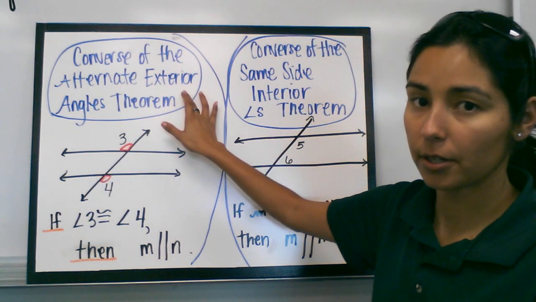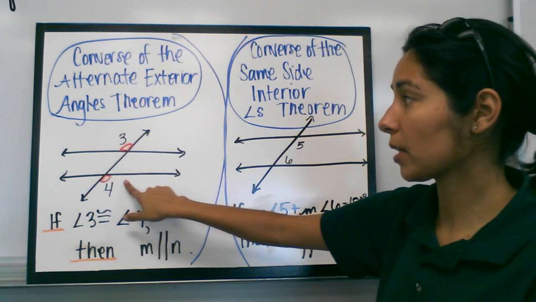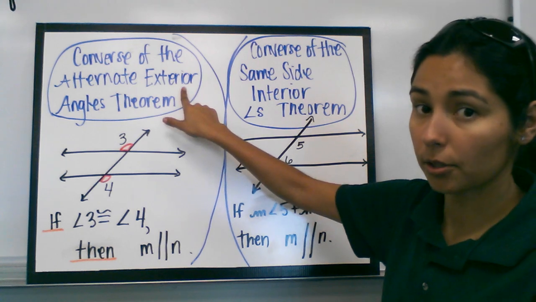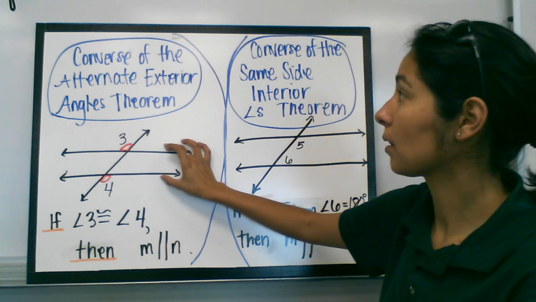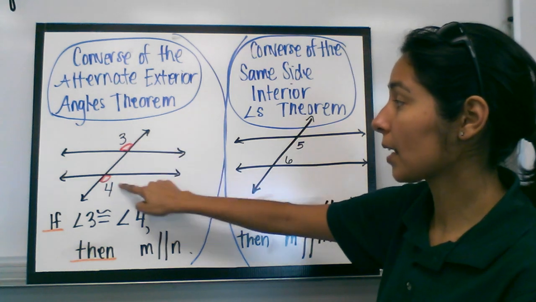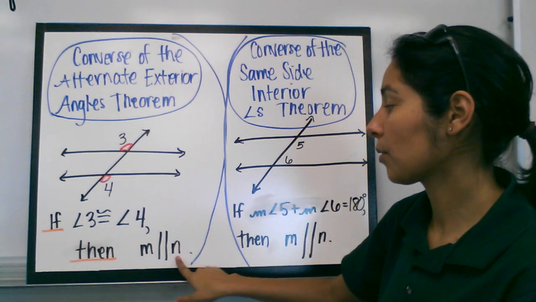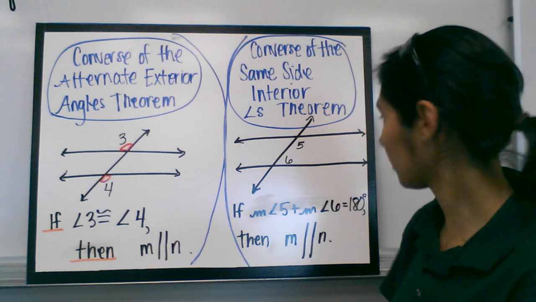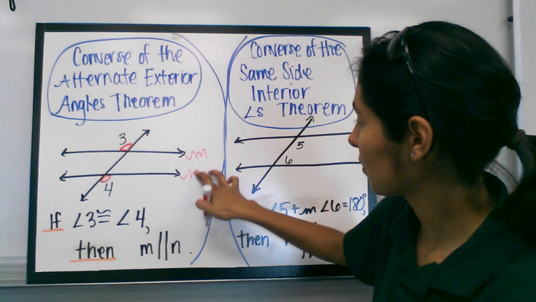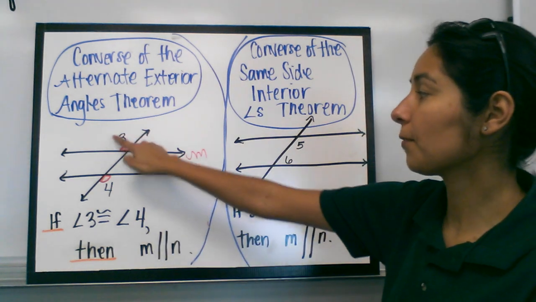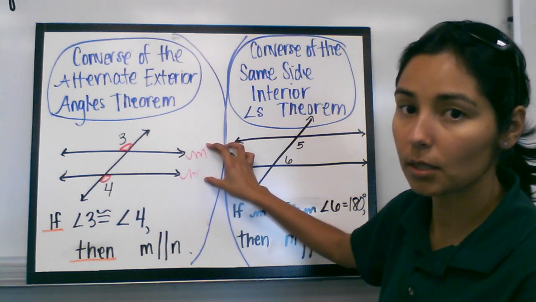Alternate exterior angles theorem, same thing. Opposite sides of the transversal, but now we're talking exterior, so on the outside of the lines that we're trying to check if they're parallel. If those opposite side and outside angles are congruent, then I know that M and N are parallel. Oh, I didn't label them. There's M. There's N. So if these two are congruent, or we find out that they're the same measure, then I know that these two lines are parallel.